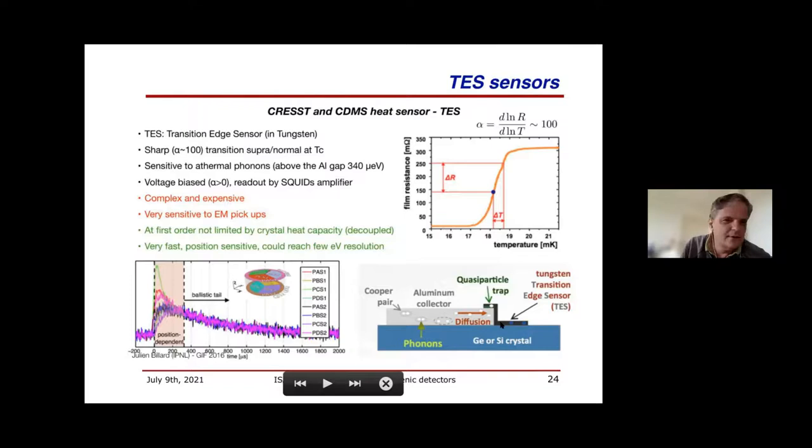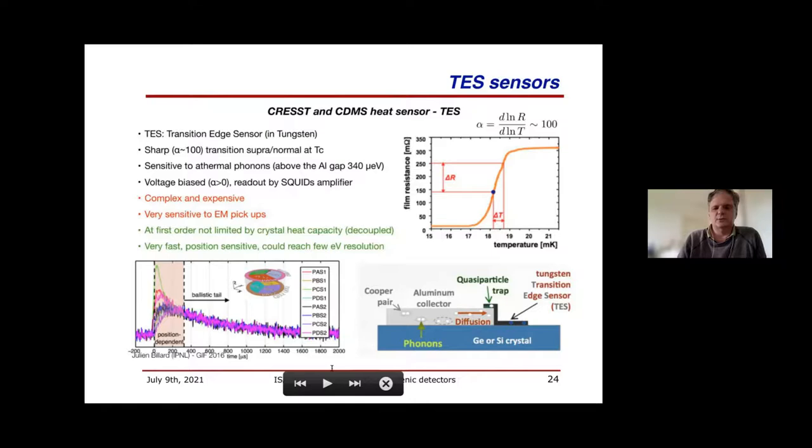of tungsten, and in order to trap as many phonons as possible, you will have an aluminum collector which has a bigger surface, and the phonons are trapped in this, breaking Cooper pairs in the aluminum phonon catcher. And this diffuses to the transition edge, and that's where you get the measurement. So this is a bit more complex, but in principle, you get a better resolution out of that. And since you're sensitive directly to the phonons, in principle, you're not dependent on the crystal heat capacity. And really a big advantage is this is a faster measurement.